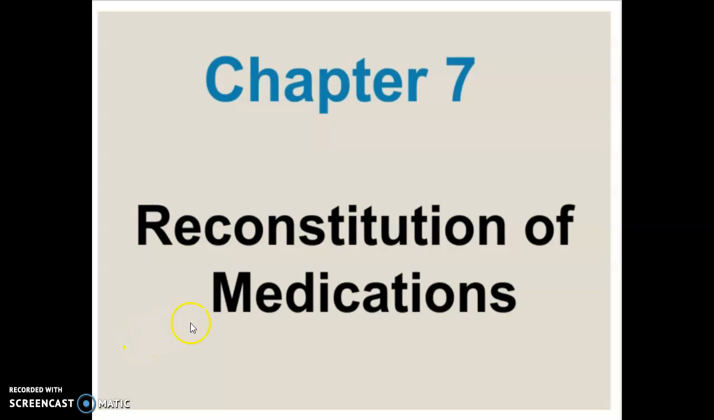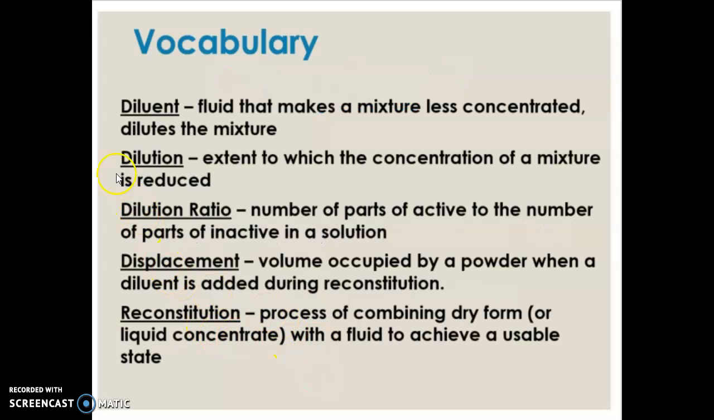So let's look at some vocab words here. The diluent is a fluid that makes the mixture less concentrated. It dilutes the mixture, okay. So this is the water that you add to the Kool-Aid powder, the diluent. The dilution is the extent to which the concentration of a mixture is reduced.